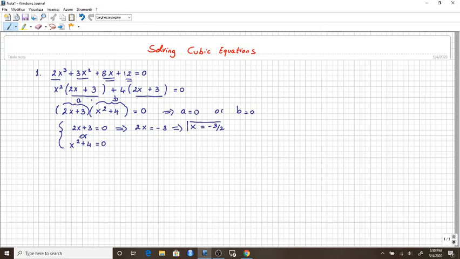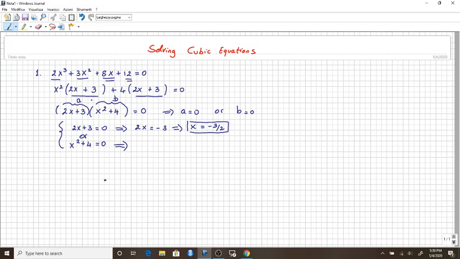So here we have the first solution, which means if I plug in x equal negative 3 over 2 into the original equation, the left hand side is going to be equal to 0. We are not going to do this, but in case you want to check, you can plug it in and just verify that you get 0. Now the second one, how do we solve it? Well, that's a quadratic equation.